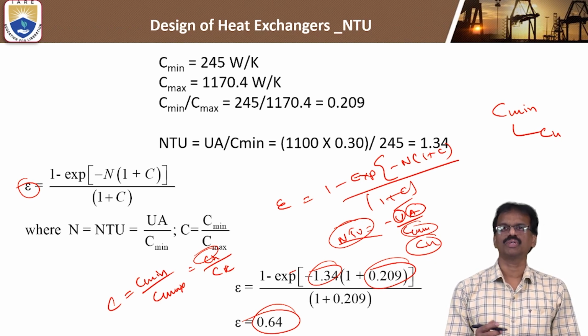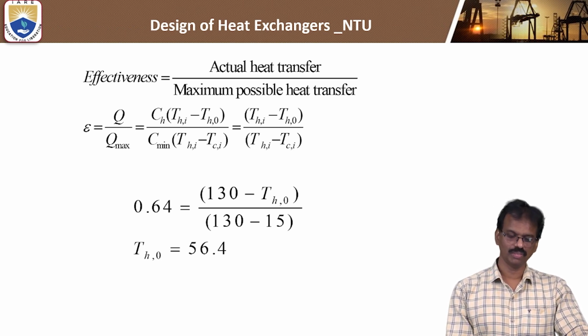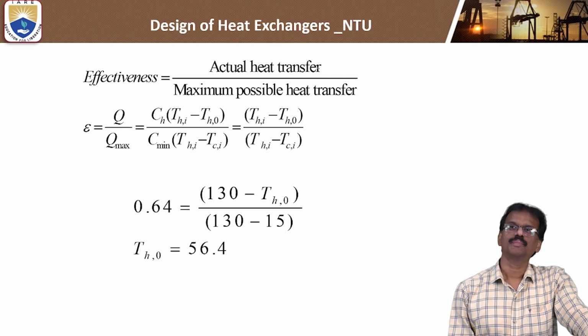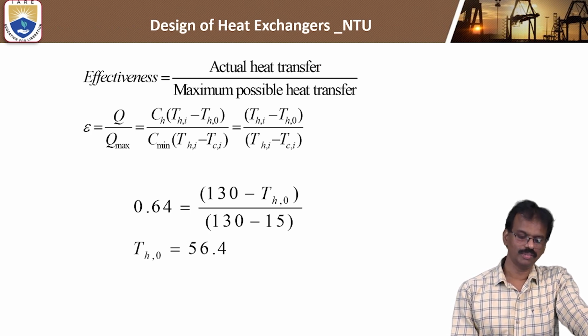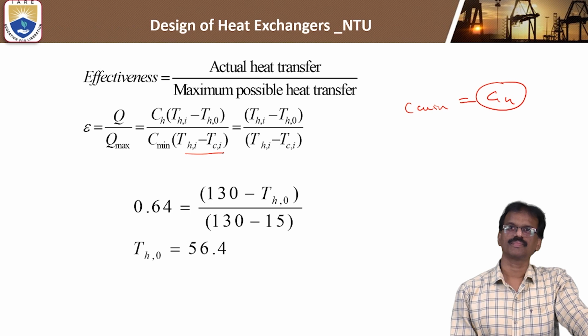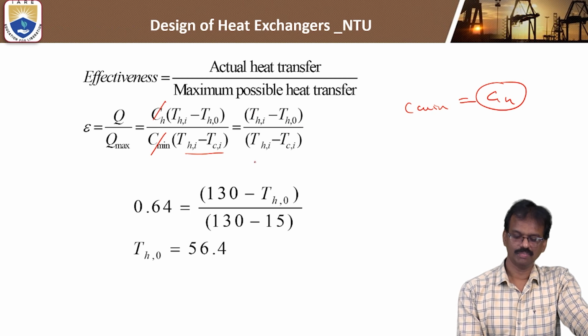If you know the effectiveness value, then you can find out the outlet temperatures. You can use two formulas to find the outlet temperatures. First one, you know that effectiveness is equal to actual heat transfer by maximum possible heat transfer. This formula you already know, so Q by Q max. Here C minimum is equal to CH, so you have to take the formula related to the hot fluid. So Q is equal to CH into (THi minus THo) by C minimum into the inlet temperature difference. CH and C minimum are both the same, so you can cancel them: (THi minus THo) by (THi minus TCi).